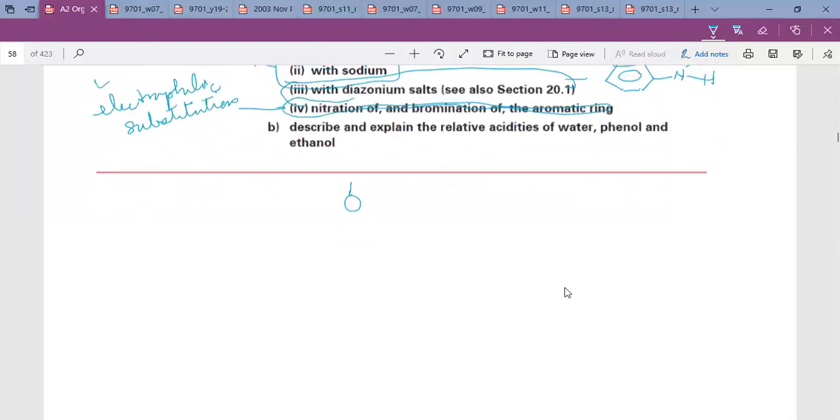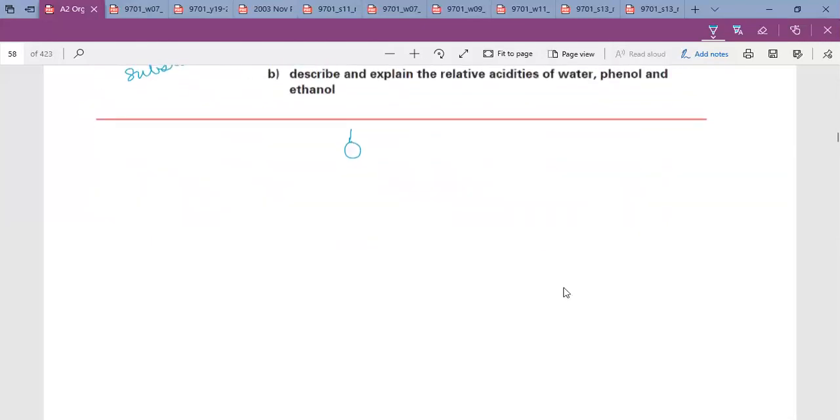This phenol, with the ring here, overall, spider diagram, whatever you're going to call it. Now there are three reactions. First of all, remember in alcohols, in all alcohols, for example, let's draw the simple one first, in ethanol.